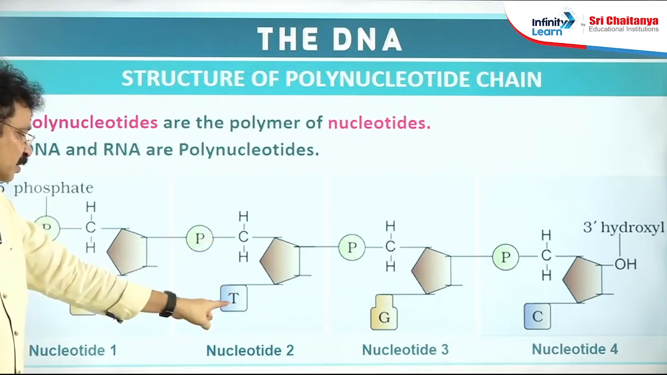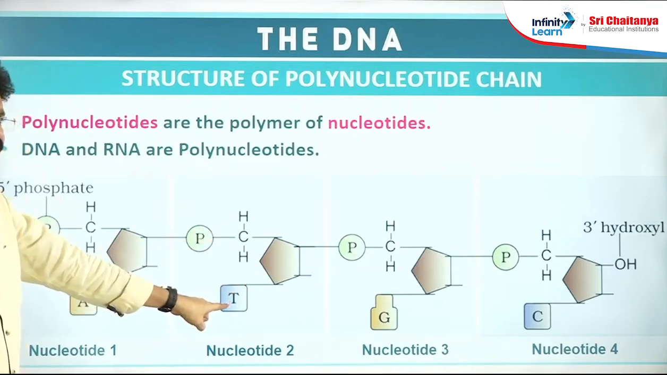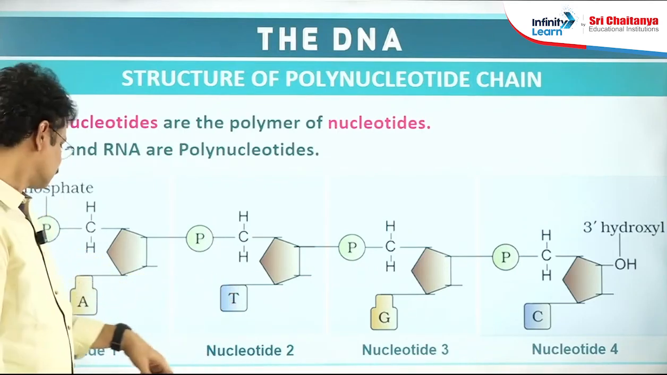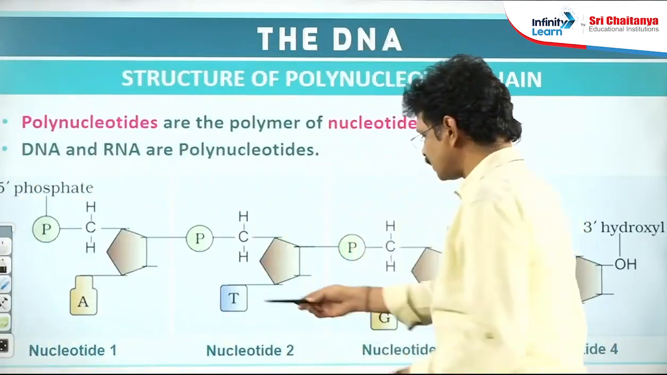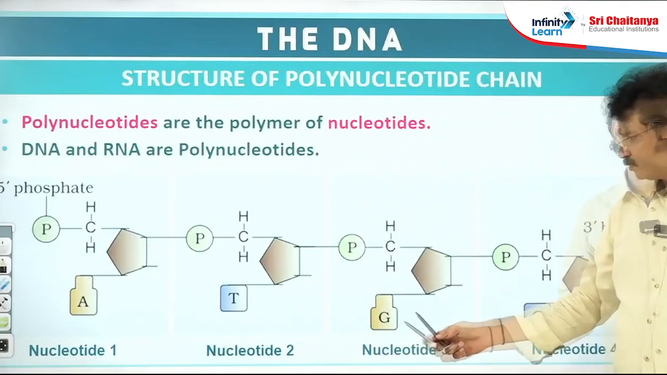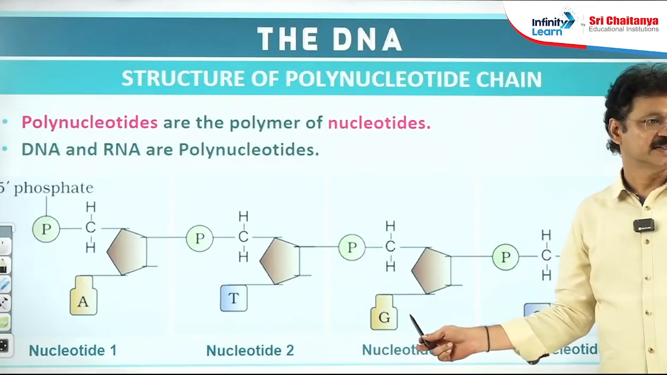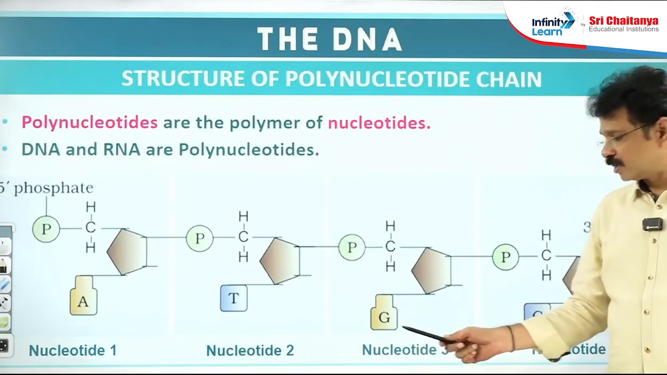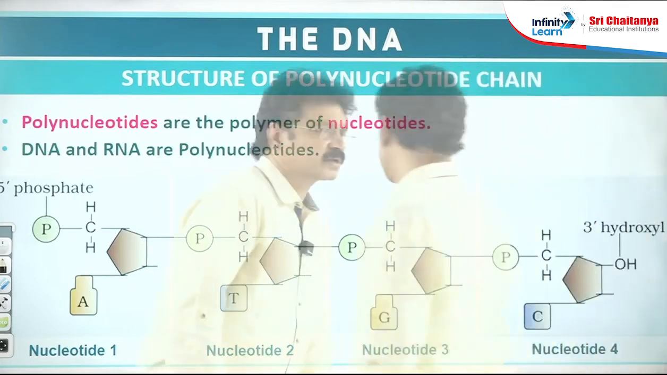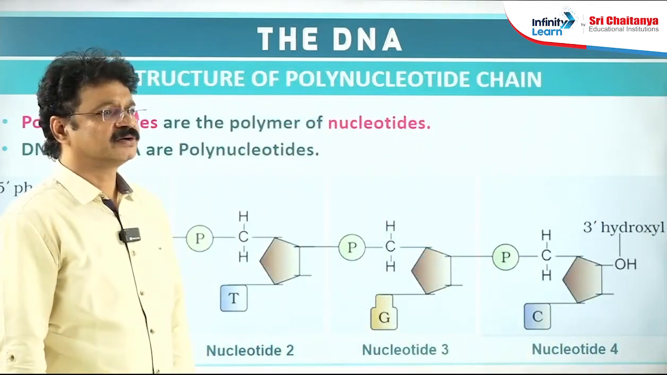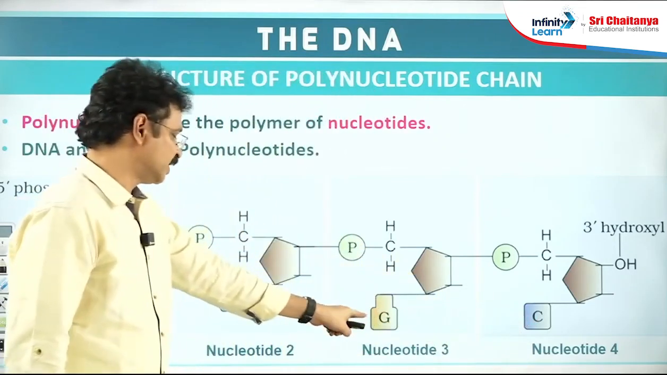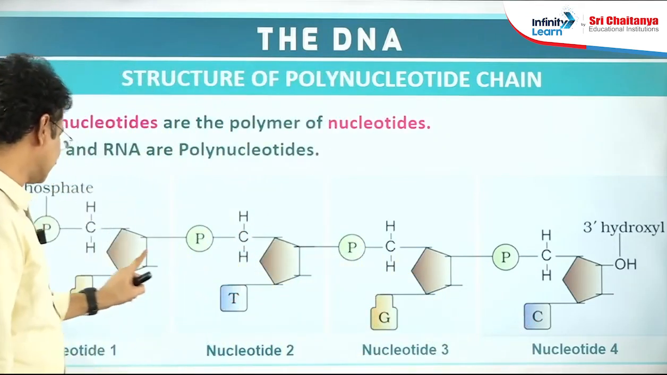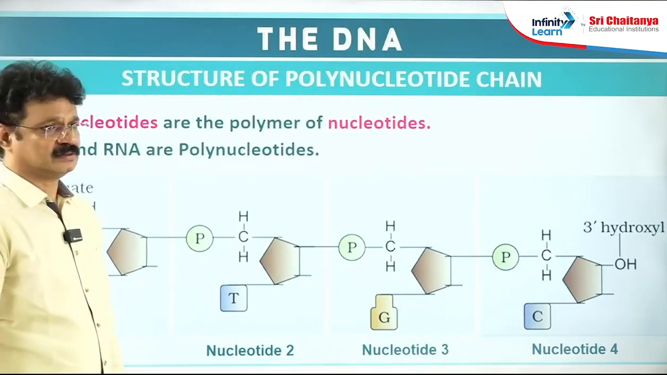For example, here the nitrogen base is T. What is the full form of T? Thymine. A for adenine. Yes. T for thymine. G for, what is the full form of G? Yes, guanine. Last one, C, for cytosine. Yes, good. C cytosine, G guanine, T thymine, A for adenine.